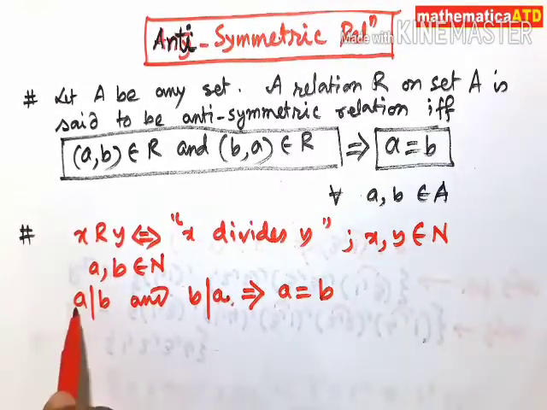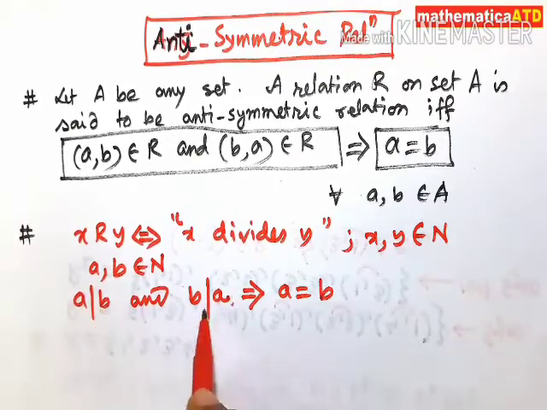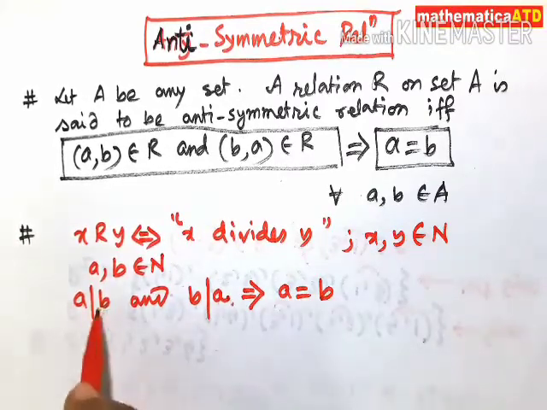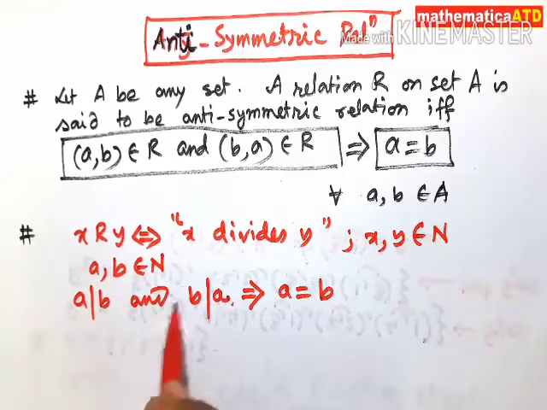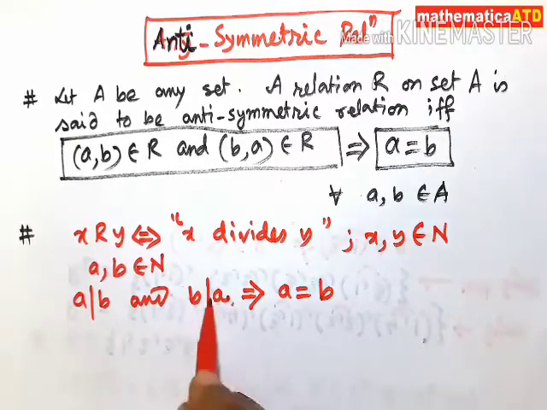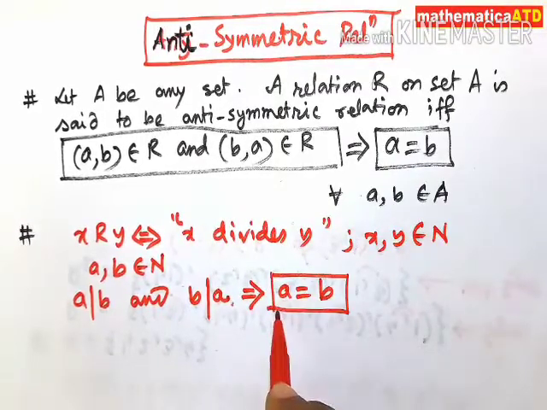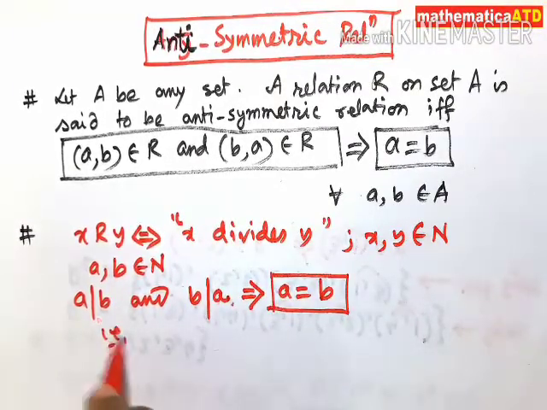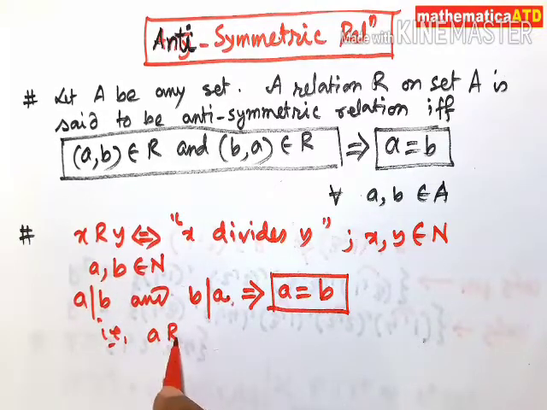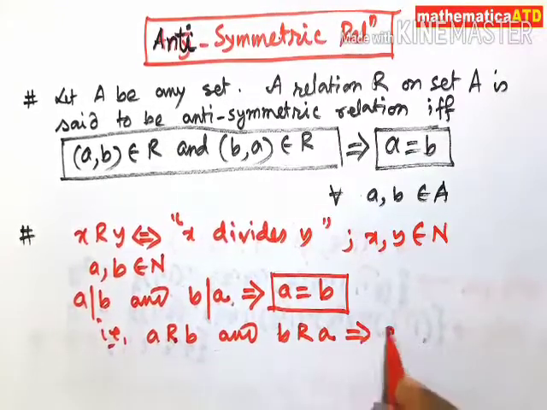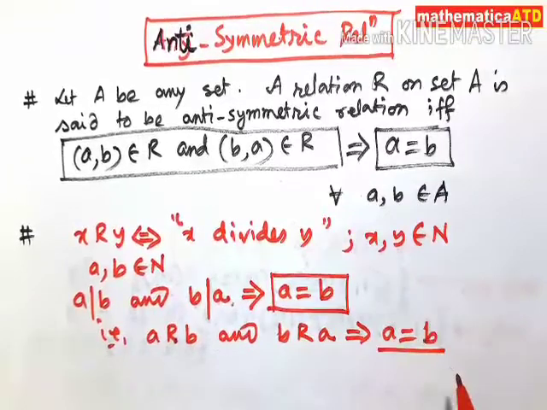You may take an example. Say 5 divides 5, and on the other hand, if you reverse this, 5 divides 5. So obviously it implies that 5 is equal to 5. So in arbitrary notation, a divides b, and if it is given that b also divides a, then it implies that a is equal to b. That is, a is related to b and b is related to a implies that a is equal to b.